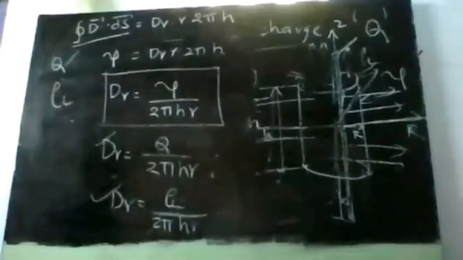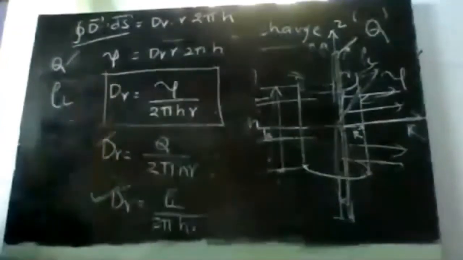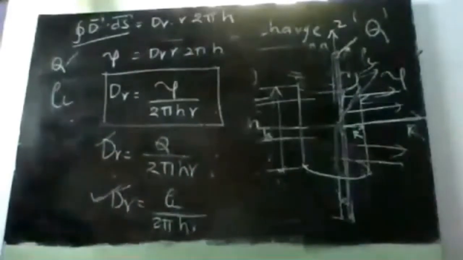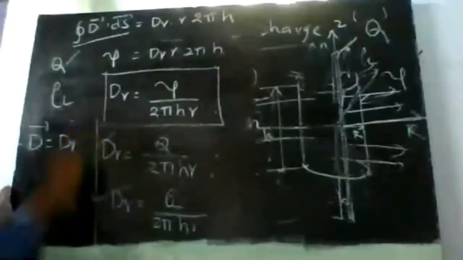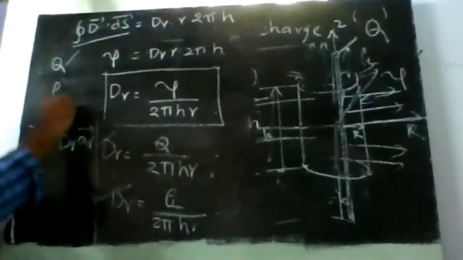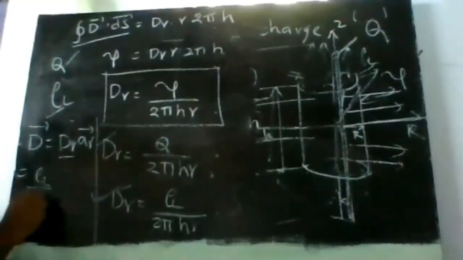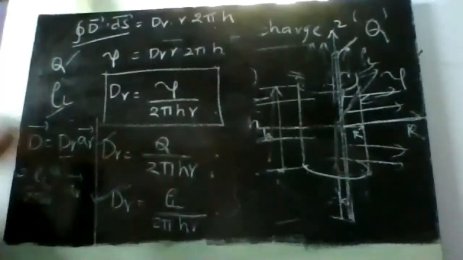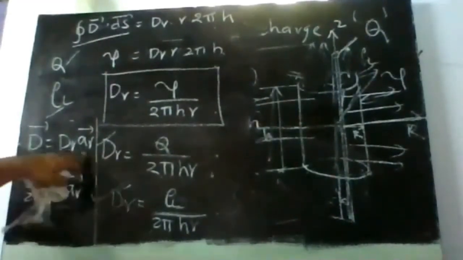So this is how we can calculate. Note this is dr, not D bar. dr means the magnitude of D along r. What we need is D bar. How does D bar come? What did we assume? D bar is nothing but dr into ar. So D bar is a vector and we need the direction too. So we write dr as rho l by 2 pi h r into ar bar, or q by 2 pi h r into ar bar. This will give us the direction as well.